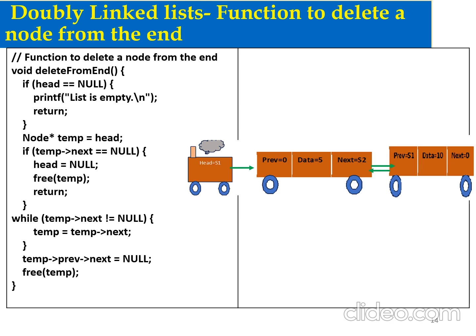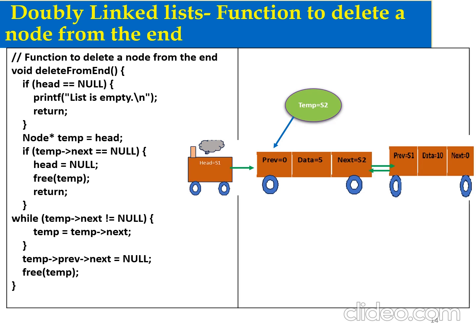Otherwise, first copy temp equal to head. Okay, so first we will take temp equal to head, and then we'll start moving. If temp of next, so first temp is equal to S1, that is head, and then it will check S2. What is temp of S2? Is it equal to null? No. If it is not equal to null, this temp will move to the next node.